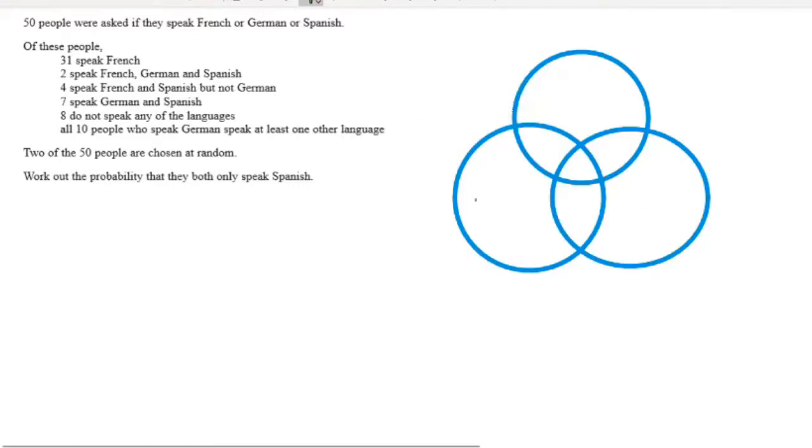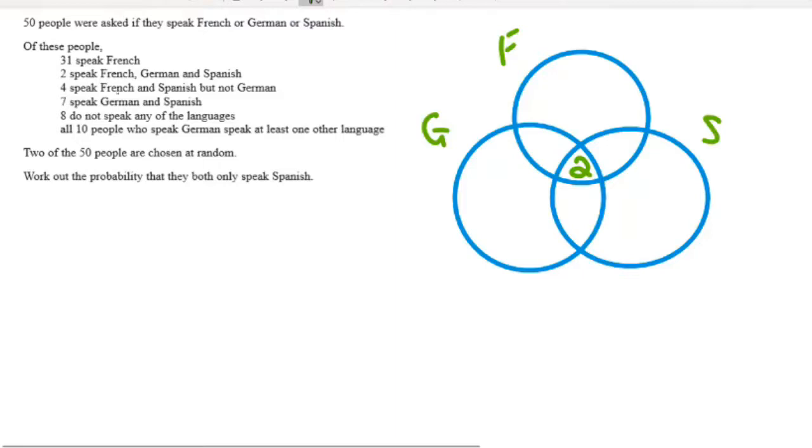Well, we have our 3 circles that we can draw out to represent this information. Just label them, so F for French, G for German, and S for Spanish. When going through a question like this, I would always suggest start in the centre, start where there's the most overlaps and build outwards. We'll see why in a second. If 2 people speak French, German, and Spanish, that's 2 people in the intersection of all 3. So you're going to have a 2 here.